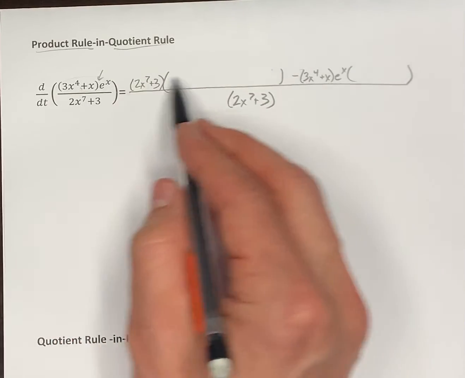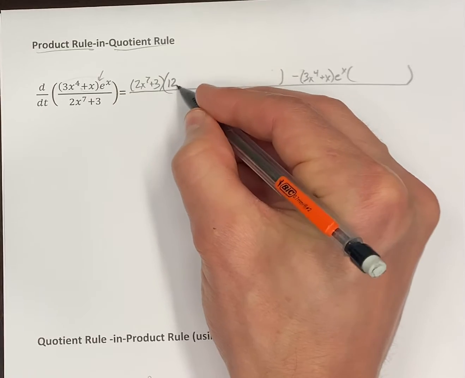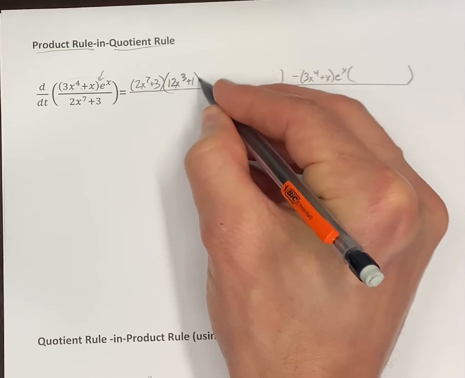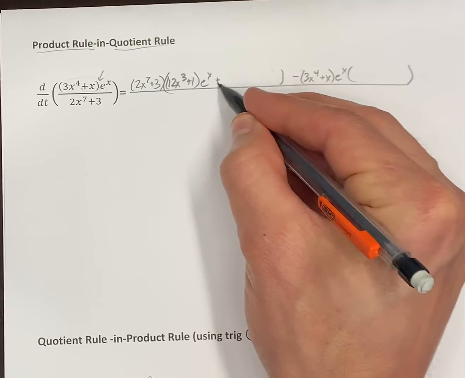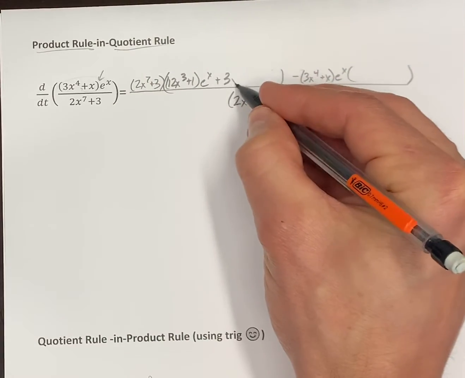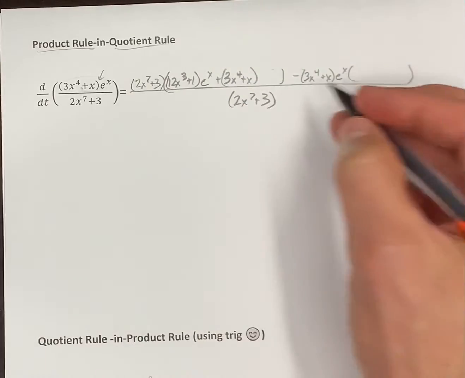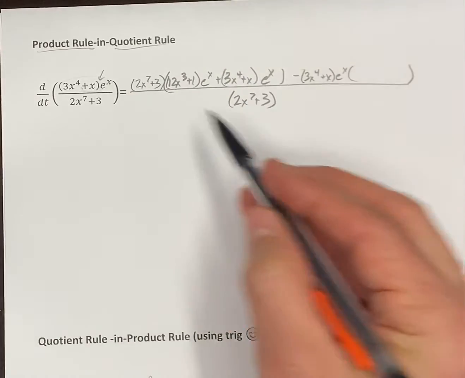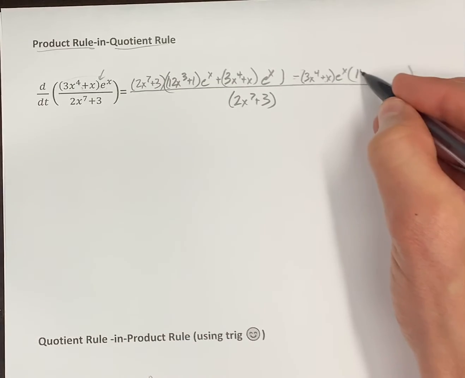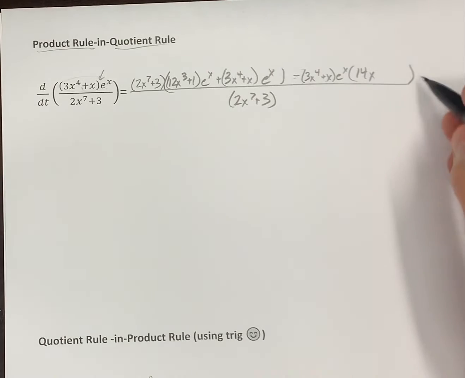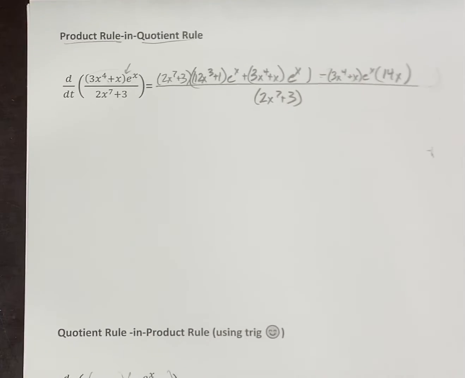So how do you take the derivative of the product? I'll put it in here. Derivative of the first, 12x to the third plus 1, times the second unchanged, plus the first unchanged, 3x to the fourth plus x, times the derivative of e to the x, which is, of course, e to the x. So low d high minus high, and then d low, that's 14x. Sound good? So that is product rule inside quotient rule.